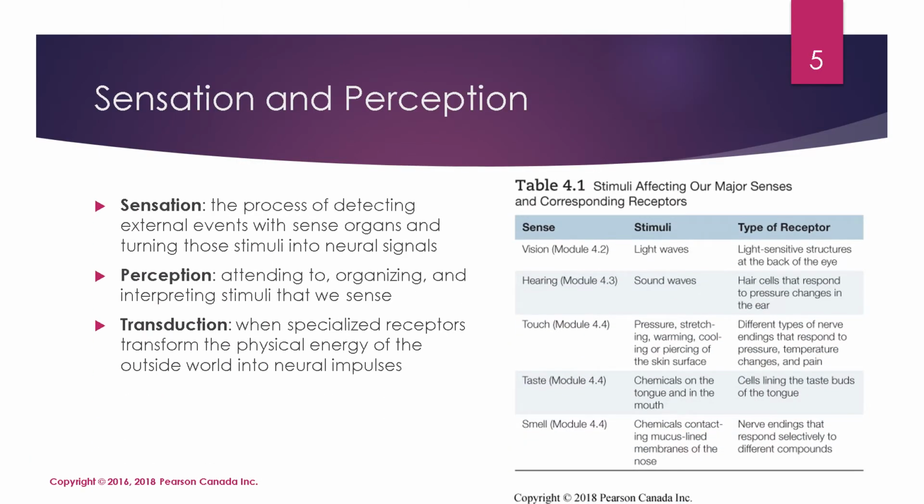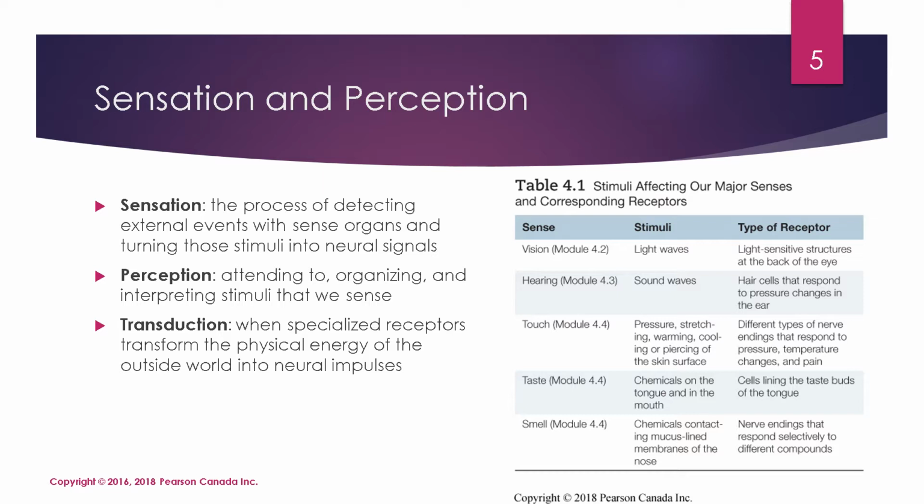So as I mentioned, sensation as a term deals more with the process of detecting external events with sense organs and turning those stimuli into neural signals. Perception, on the other hand, is attending to, organizing and interpreting the stimuli that we sense. And then in between the two, we have a process called transduction, which is when specialized receptors transform the physical energy of the outside world into neural impulses.